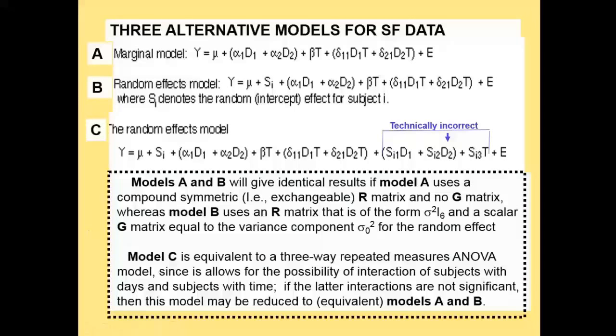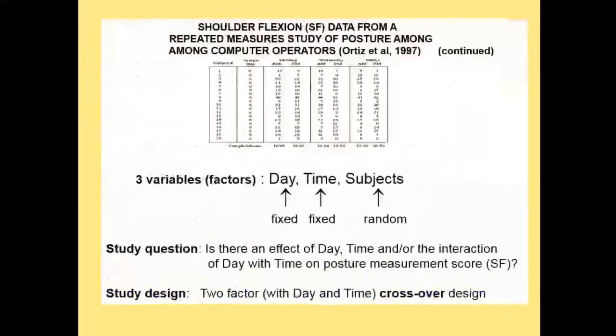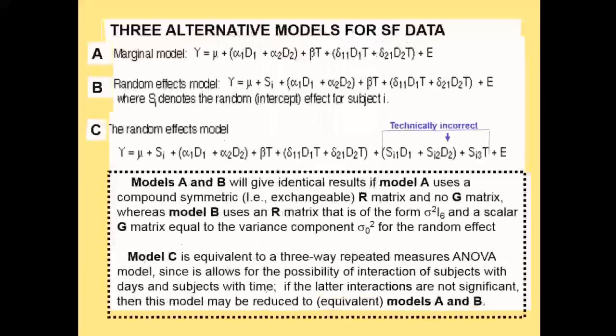Maybe there's even an interaction of subjects with day times time, but I can't do that, because to get that interaction I'd have to have repeated measures, more than one observation per person, which I don't have, in order to estimate the three-way interaction between subjects, day, and time. So model C is equivalent to a three-way repeated measures ANOVA model, because it considers that you have three factors. And it allows for the possibility of interaction of subjects with days and subjects with time.